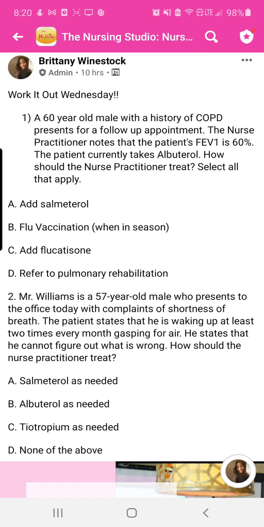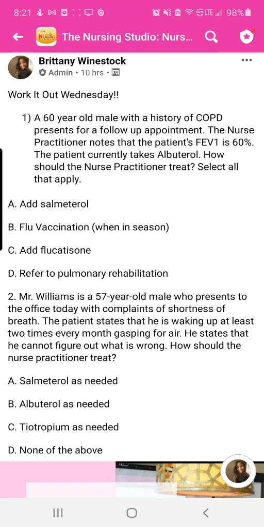Select all that apply. Okay, so we know we look at the stem of the question first. So it's asking, how should the nurse practitioner treat? Remembering that you're selecting all the correct answers because it tells you to select all that apply. So we got to see what we're dealing with if we're treating the current situation. So we know that the person has COPD. Their FEV1 is 60%. So that makes us stop and think, which GOLD stage are they currently in?